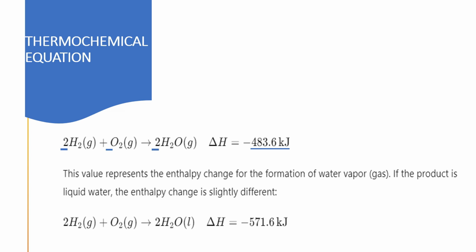Now this value represents the enthalpy change for the formation of water vapor or gas. But if the product is liquid water, the enthalpy change is slightly different and it is equal to negative 571.6 kilojoules. So I hope you could figure out the difference in their enthalpy change when it is a gas or a liquid. That's why the concept of physical states of matter is also very important in understanding the concept of thermochemical equation.